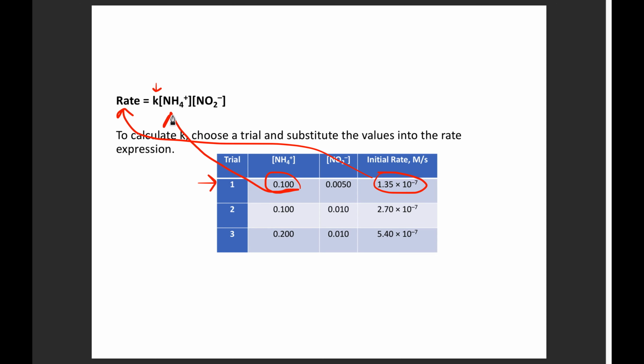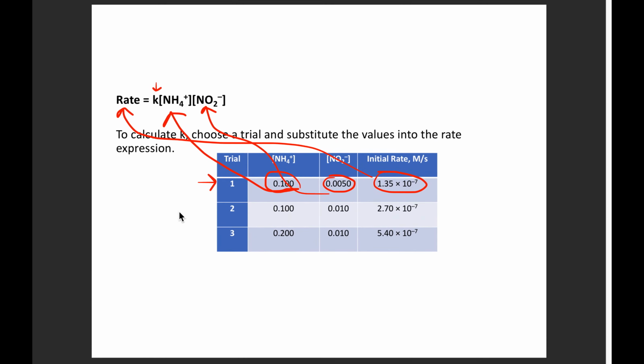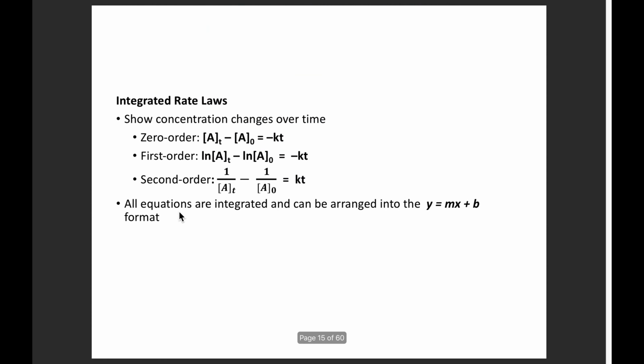Plug that in. And then we have our nitrite concentration, which we can plug in right here. Okay, so plug in all those numbers and solve for k. I'm sure you guys can do that on your own. Okay, moving on. All right, let's take a look.